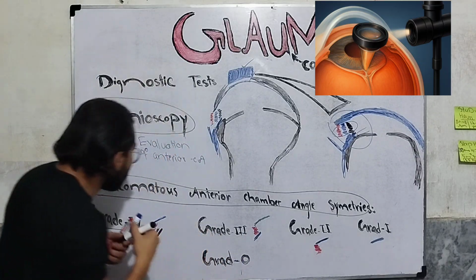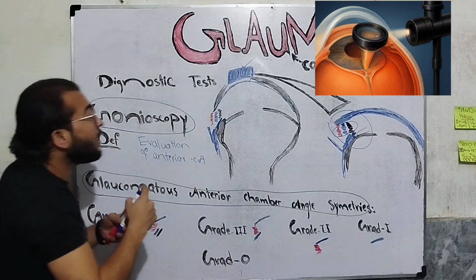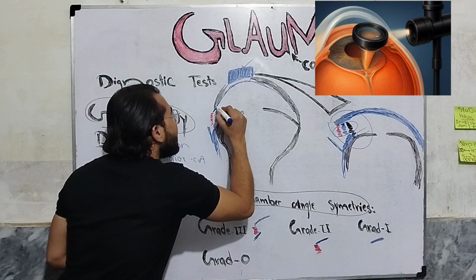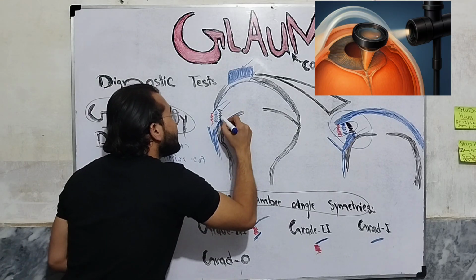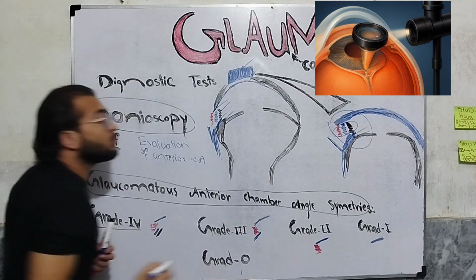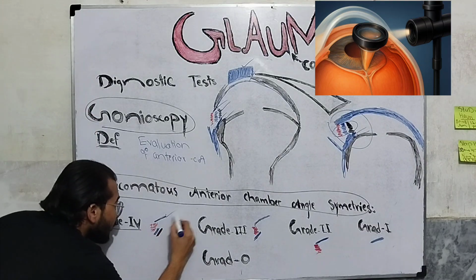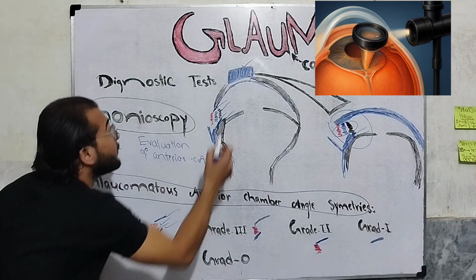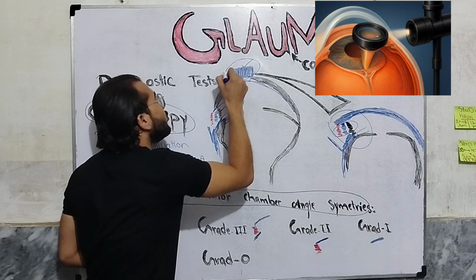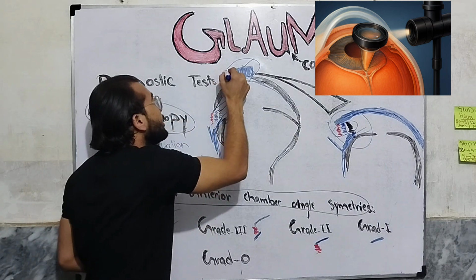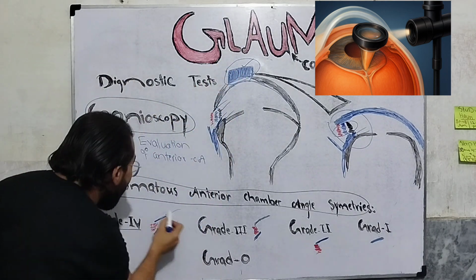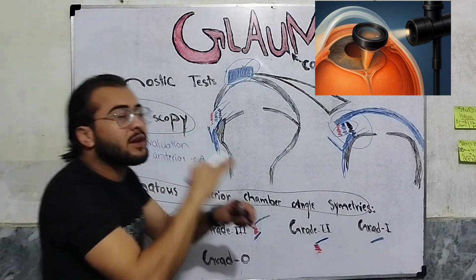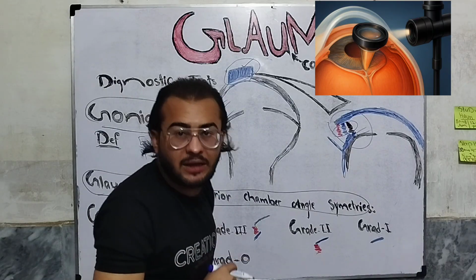Why? Because in grade 4 we have all the structures: the Schwalbe's line, the trabecular meshwork, the scleral spur and the anterior part of the ciliary body. All the structures are visible with the help of this gonio lens. When we take a look through the gonio lens, all these structures are visible. So it is a completely normal, wide open angle.